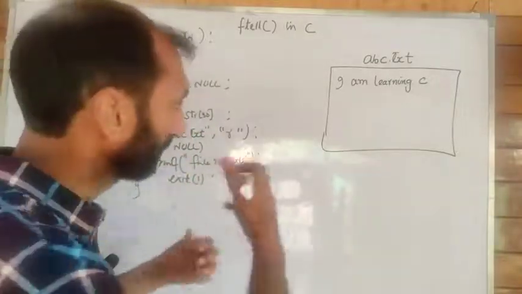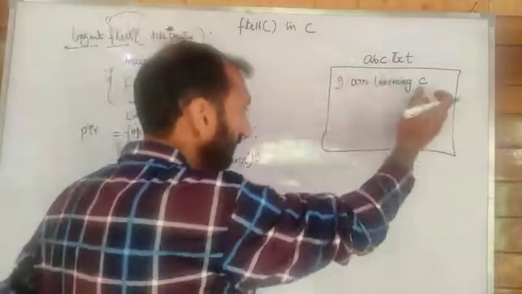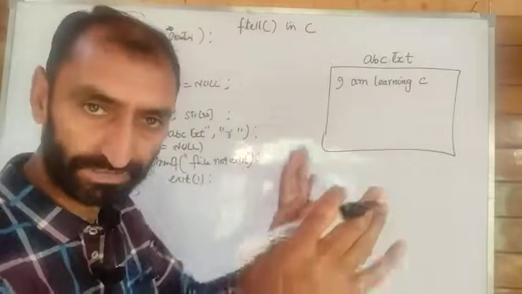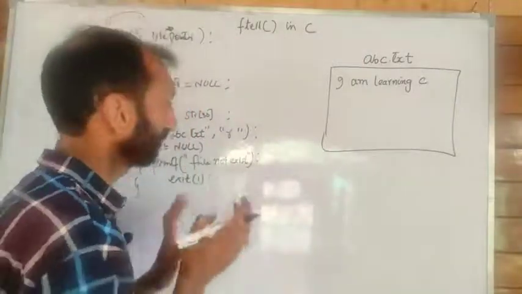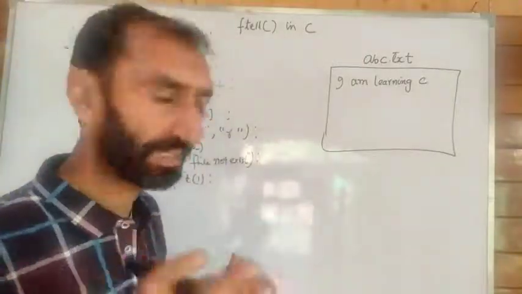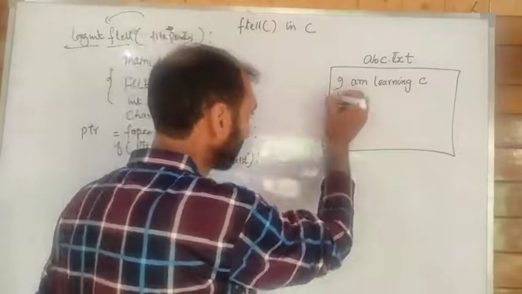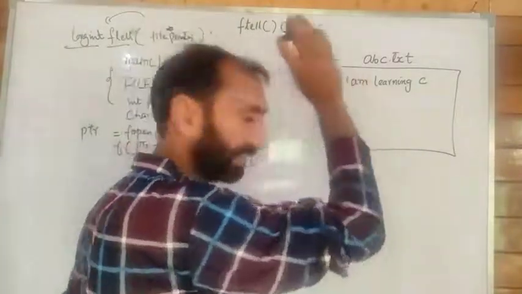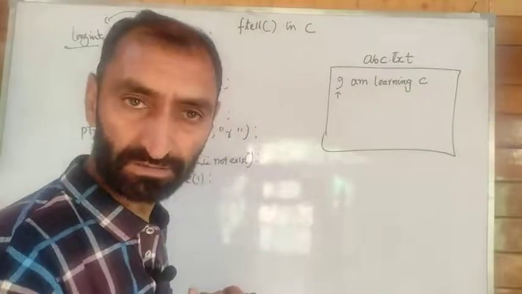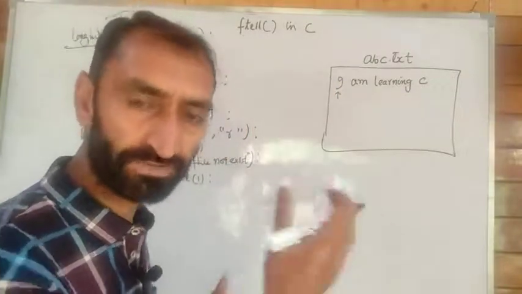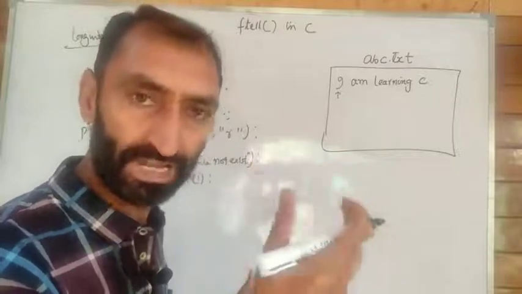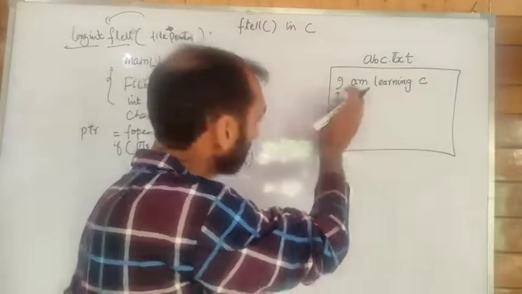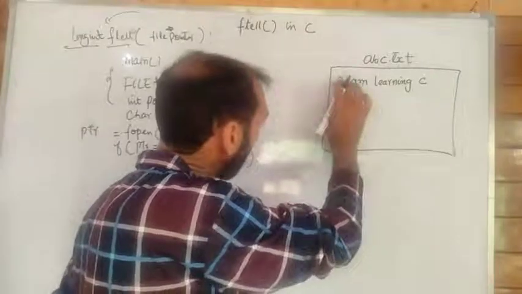But if the file exists and it opens successfully in read mode, then we know that when we open the file in read mode, the cursor is at the beginning. Initially, the cursor, that means the file pointer, is at the beginning, because in read mode we can read the contents of the file. In order to read the contents from the beginning, the cursor must be here. So the pointer ptr is at the beginning.